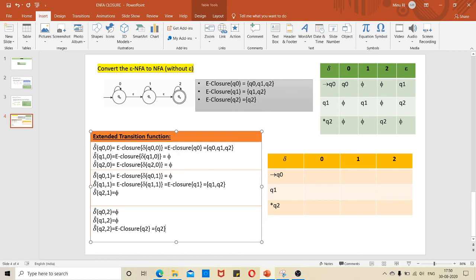So it is Q2. Now we can fill this answer table. In Q0, Q1 and Q2, when the input is 0, it goes to Q0, comma Q1, comma Q2 for the first one, whereas for all other inputs, it goes nowhere, so phi. With respect to 1, the states go to phi, Q1 comma Q2 and phi. Again with respect to 2, phi, phi and Q2.